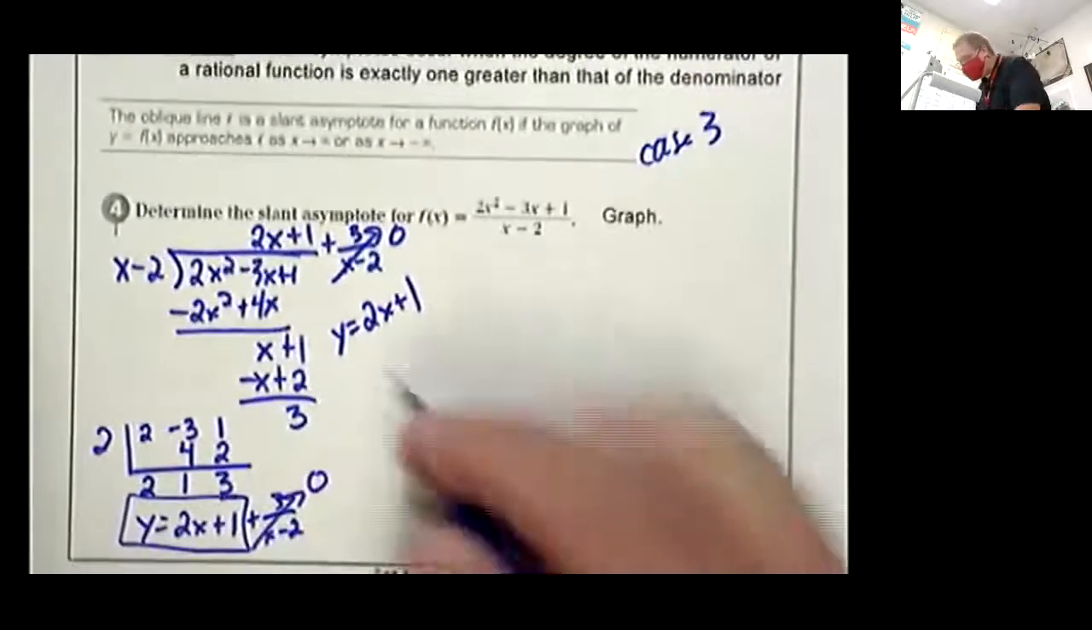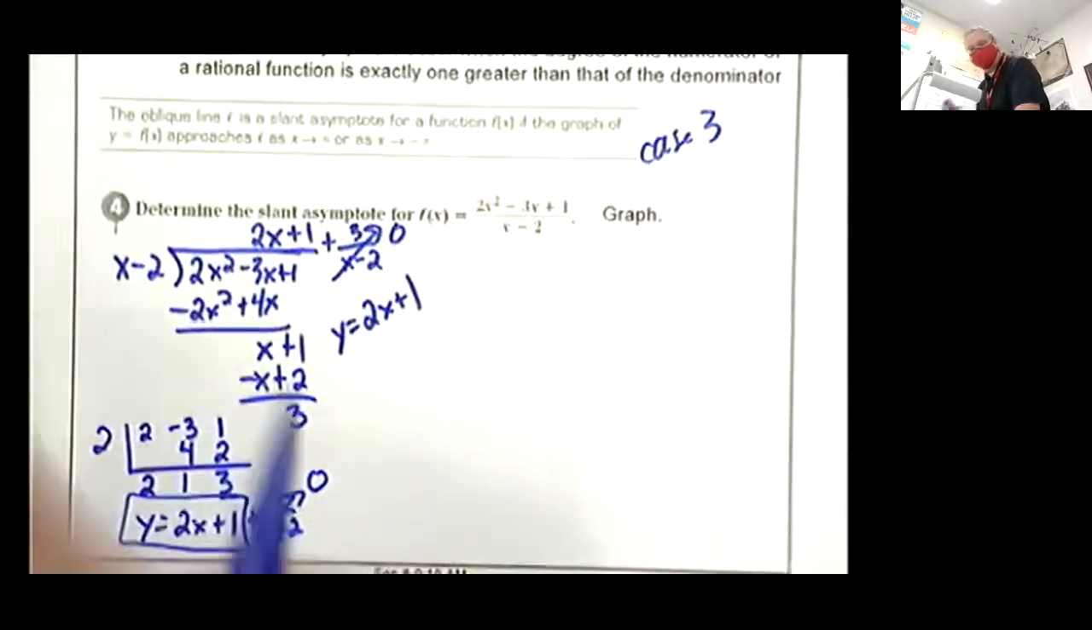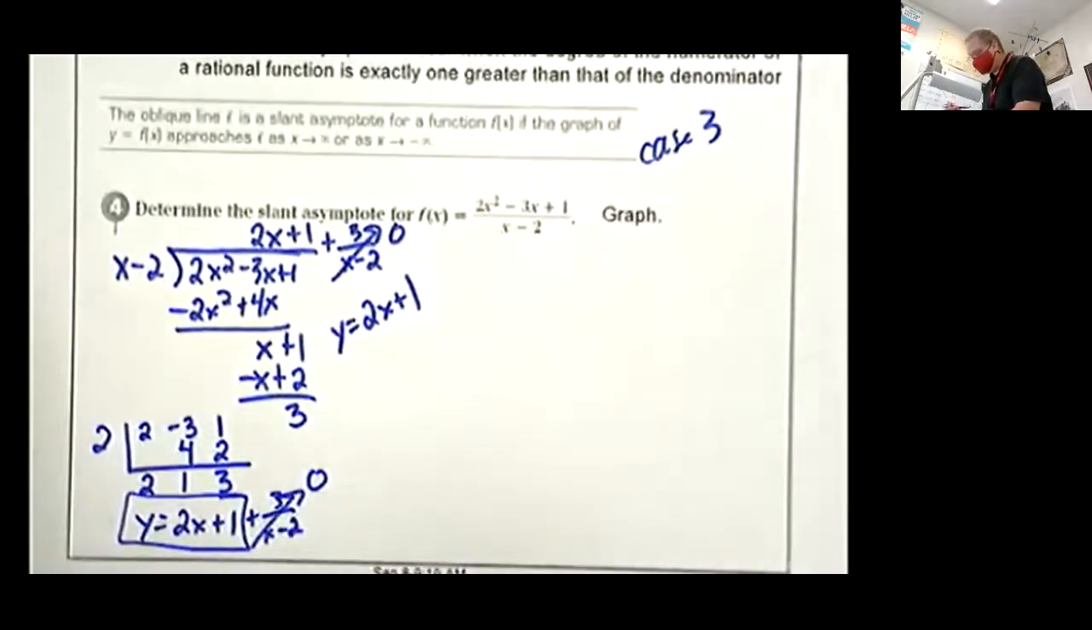The third way is to divide each term by the biggest variable term. Is that right? No, because that would make it not right. So we're going to stick with those two methods.